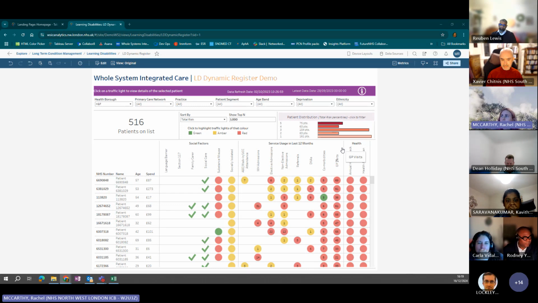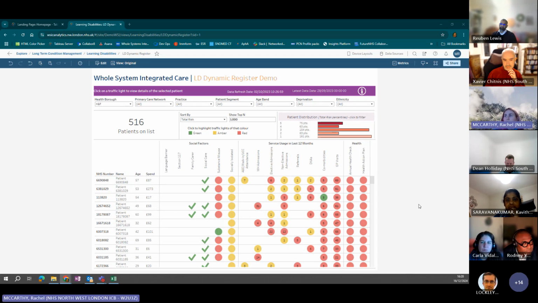Finally, on the right-hand side is the health checks. And then we've got 2 particular health checks we're looking for, which is the annual health check and the health action plan. So red if they haven't been done in the last 12 months, and green if they have been done in the last 12 months.